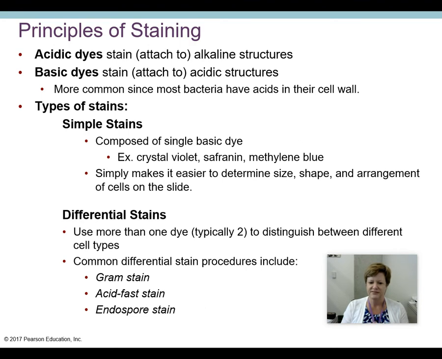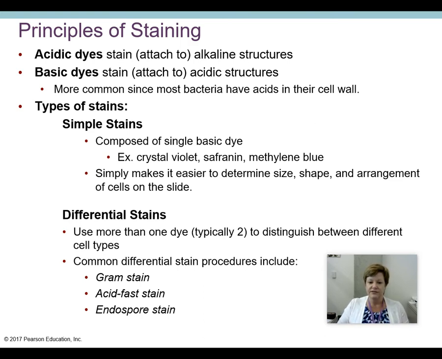Then we have something called the acid-fast stain. The acid-fast stain is specific to a type of bacteria called Mycobacterium, because Mycobacterium, the most famous one is Mycobacterium tuberculosis. That one is gram positive, but it doesn't hold the crystal violet very well. So typically, if you suspect a tuberculosis infection, you would test it with an acid-fast stain. It uses different types of stains that attach better specifically to Mycobacterium.